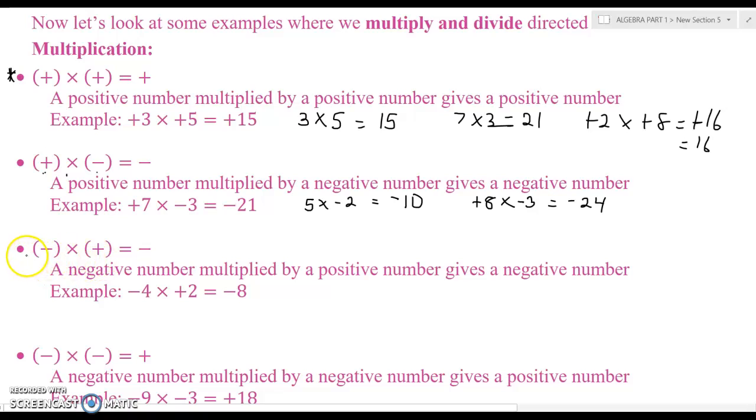So the next point is, when you have a negative number first times a positive number, it also gives you a negative number. So once you have a negative number multiplied by a positive number, or a positive number multiplied by a negative number, you're going to get a negative number. So here we have negative 4 multiplied by positive 2. So a negative times a positive is negative, and 4 times 2 is 8. If I have negative 10 times 4, a negative number times a positive number is a negative number. 10 times 4 is 40. Understand?